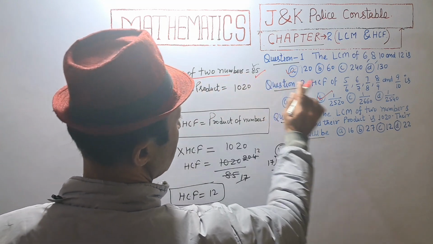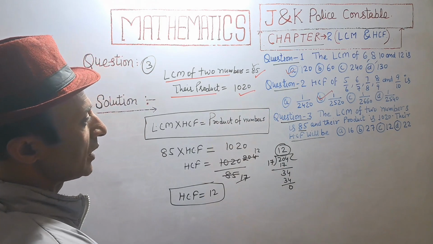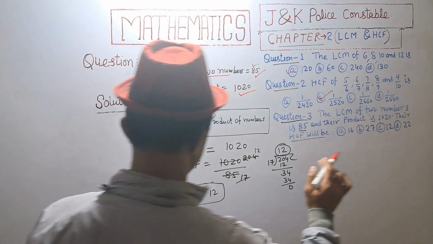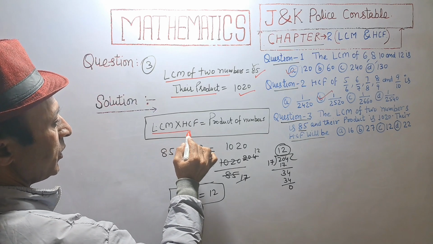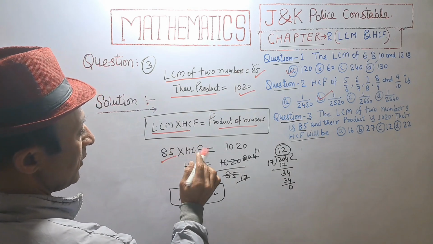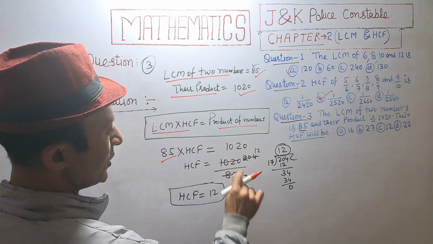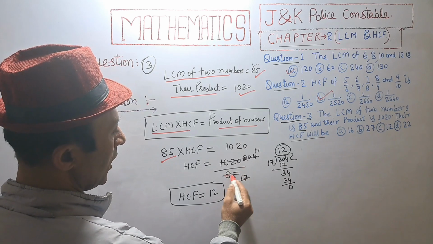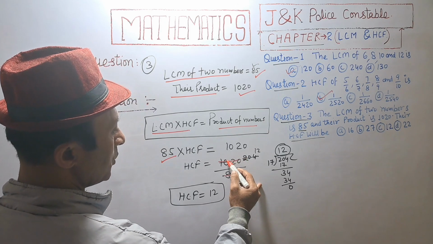LCM of two numbers is 85 given and their product is equal to 1020. Their HCF will be, we find the HCF and we know that LCM into HCF is equal to product of numbers, and LCM is 85. 85 into HCF is equal to 1020. HCF is equal to 1020 divided by 85, and first we divide 17 5s are 85 and 5 2s are 10.